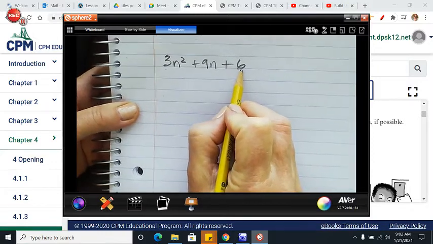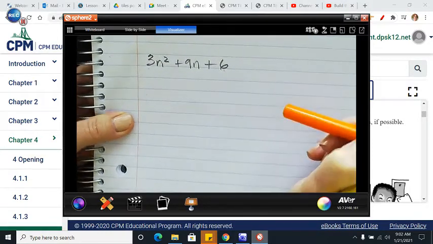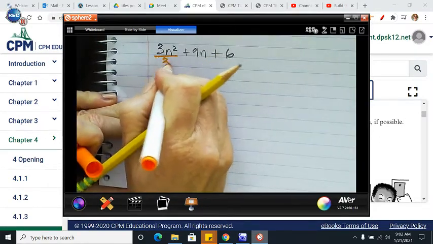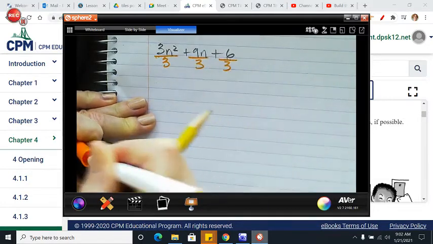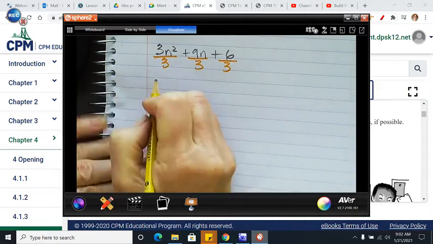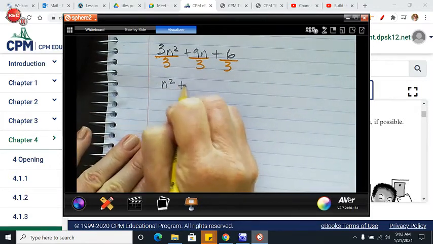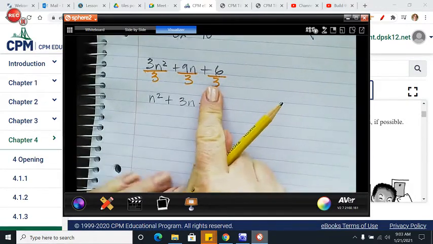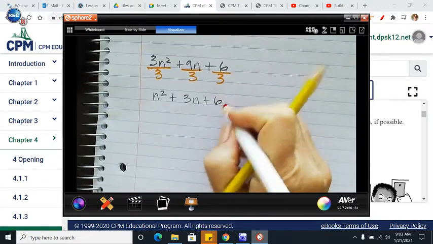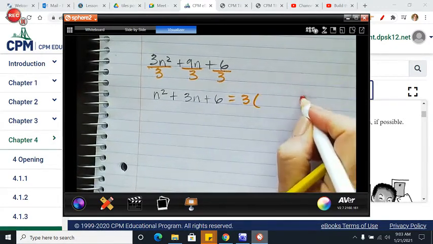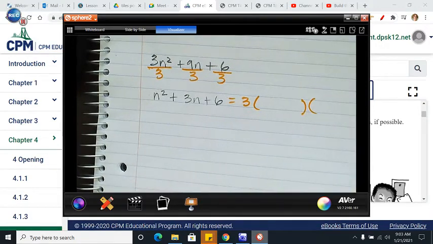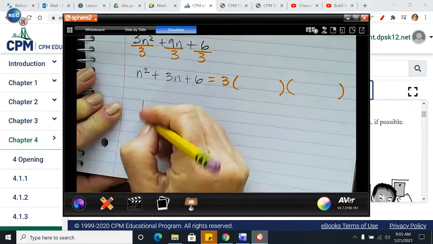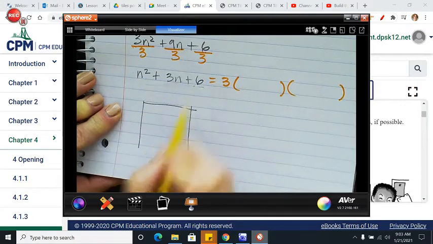These three numbers have a common factor of 3. So we are starting to see this now. So I'm going to divide by that common factor. I'm going to divide by 3, which is going to give me n squared plus 3n plus 2. 3 doesn't disappear. 3 is part of my answer. So I'm going to put equals 3. I do have a common factor of 3, and you're just going to keep that out in front of everything. And then you're going to do your area model with this expression.